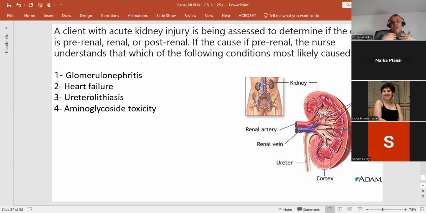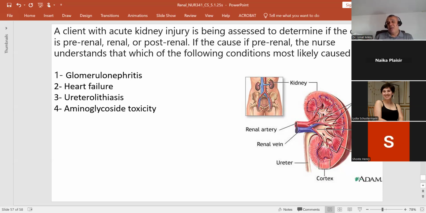What about cardiogenic shock? Cardiogenic shock indicates that there is decreased perfusion to the kidneys. That's pre-renal. Now, intra-renal is any disease, any condition, any disorder, even stones that develop within the kidney. Again, anything that affects the kidneys, that's intra-renal.